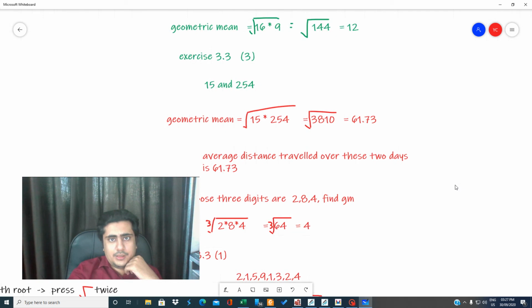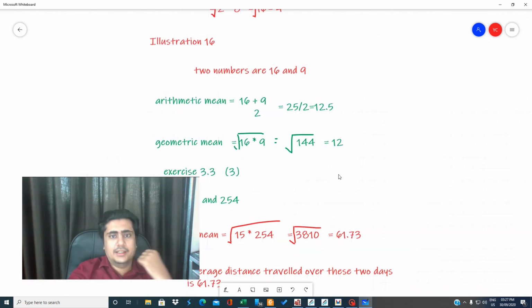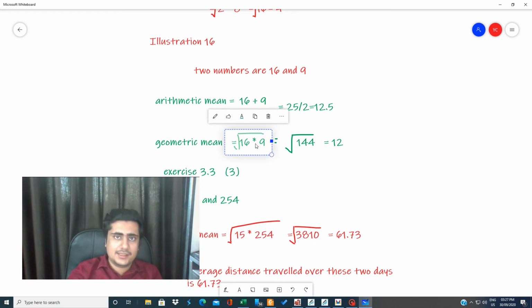See, what was the geometric mean? I taught you that if you want to find the arithmetic mean of two digits, 9 and 16, you will add both digits and divide by 2. That is 12.5. Now, if you want to find the geometric mean, you will not add the two units, you will multiply them. After multiplying, you will take the square root. You can see here we have multiplied 16 and 9, the answer is 144, and the square root of 144 is 12.